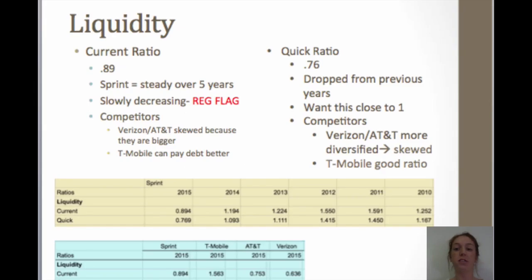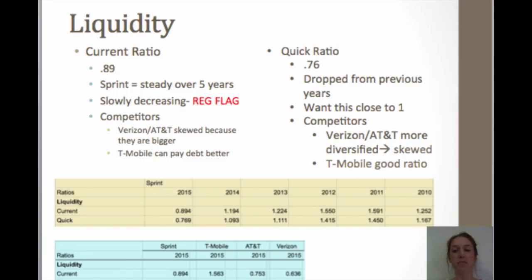The first, we'll start with our liquidity ratios, and we'll start with the current ratio. This financial ratio indicates whether a company has enough short-term assets to cover its short-term debt, and a ratio between 1.2 and 2 is pretty sufficient. Over the past 5 years, as you can see in the yellow box, Sprint has had a steady current ratio. From 2010 to 2014, they had around a 1.2 current ratio, which is good. But a red flag to me is that the current ratio for Sprint has declined over the years. In 2015, their current ratio was 0.89, which is a decrease of 0.3 from the previous year.